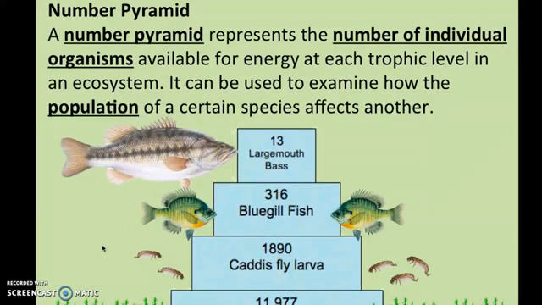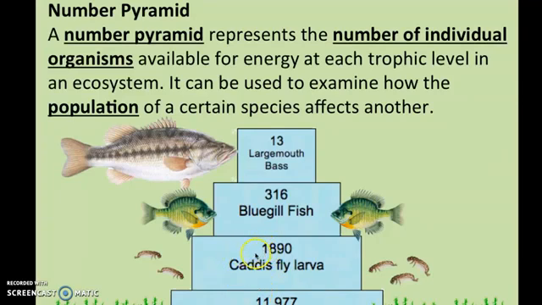Numbers pyramid. So this is the next example of an ecological pyramid. So a numbers pyramid is going to represent the amount of organisms you have available at each trophic level in an ecosystem. So this is going to be looking at populations and seeing how populations compare to one another. So down here, this is showing you 11,977. That's your producer. These are aquatic plants.